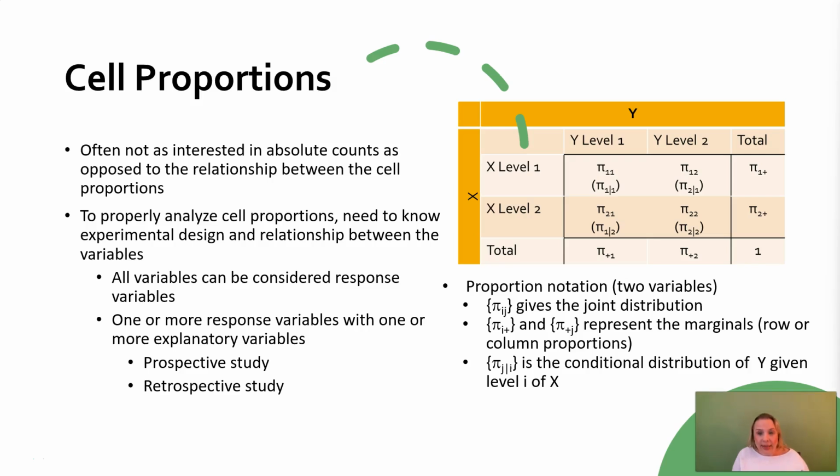Pi i plus and pi plus j are going to be our marginal proportions, and that's what we see on our sides. The total represents the total for that individual variable. So pi plus 1 is going to be our total for all the observations that responded to level 1 for variable y. And then pi j given i, with that upward line, is a conditional distribution of y. So this is saying, what is my conditional distribution of y given the level I have for x?